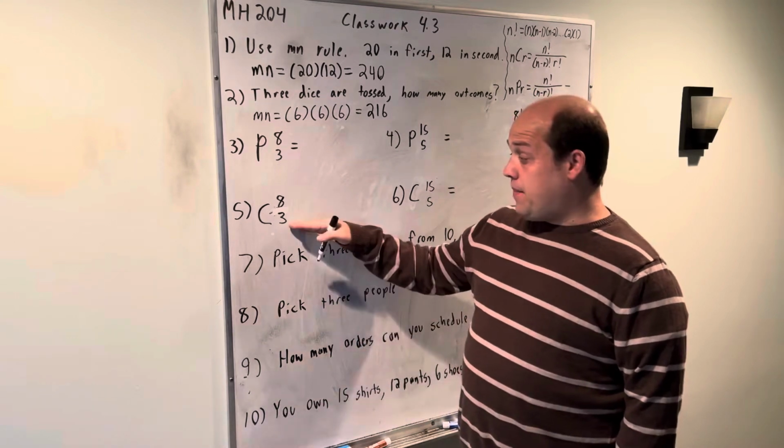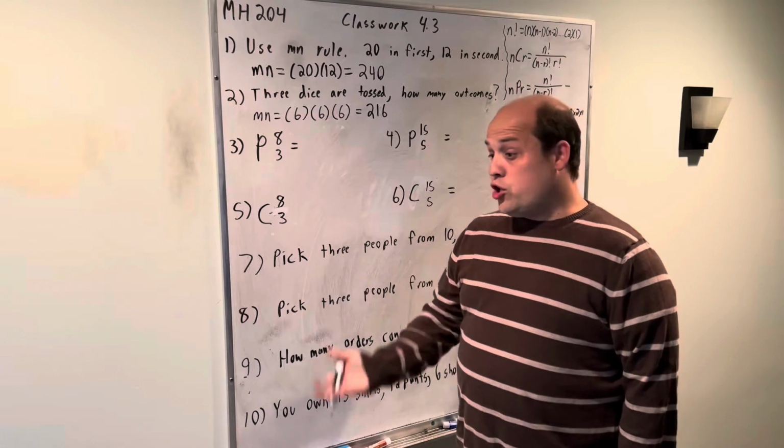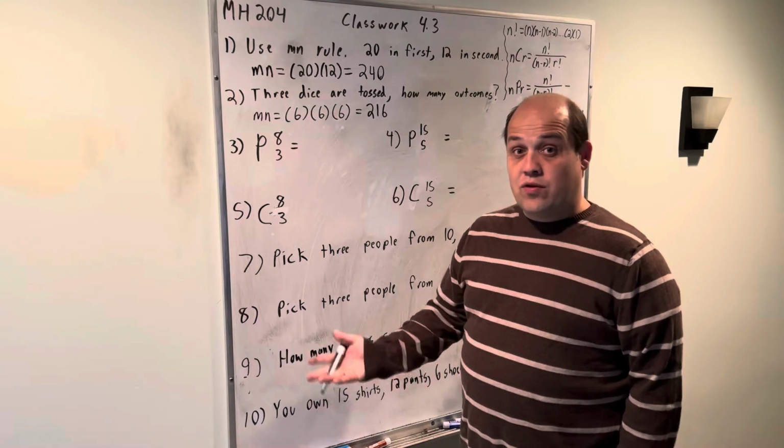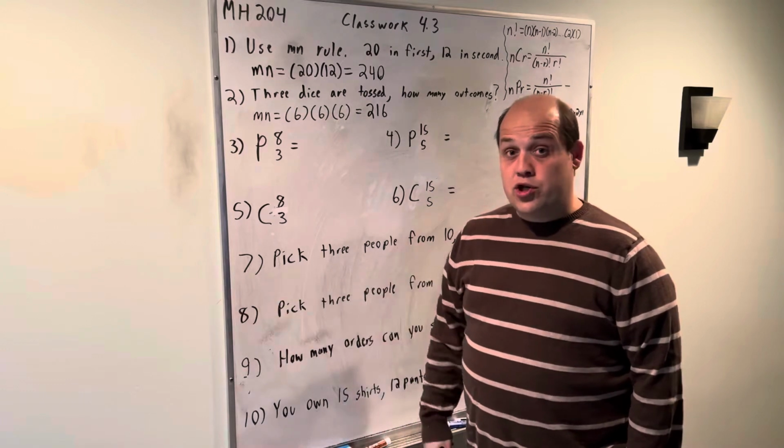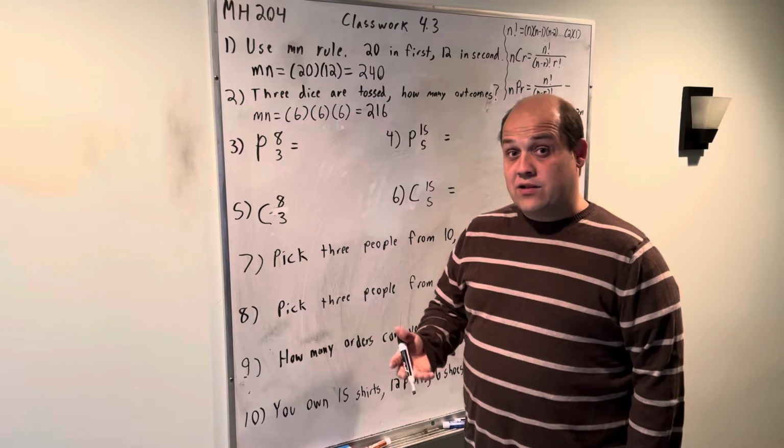As opposed to that, a combination would be something like, we're going to choose 3 students to be the student council for this 8-person class. In that case, it doesn't matter which order they're chosen in. If they're chosen for a spot in the student council, it's the same.